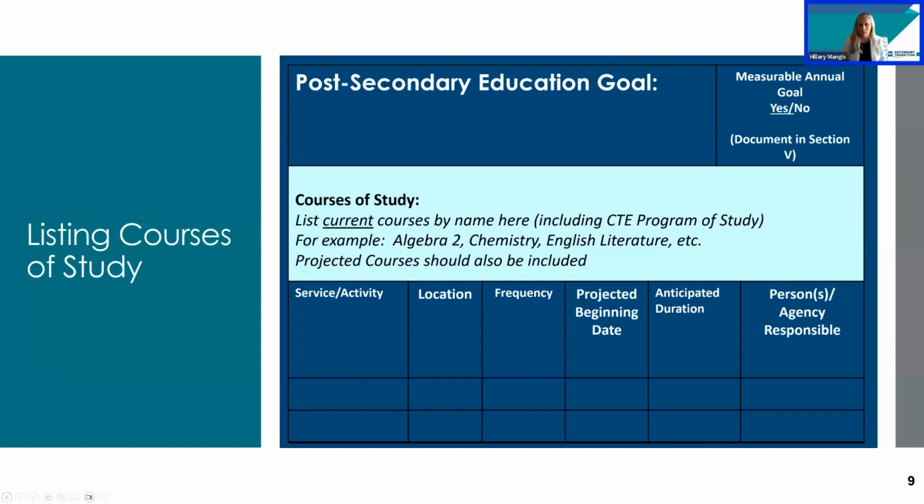So where do we list course of study? In each of the IEP goal areas for post-secondary goals, there is a specific section in the grid that says courses of studies. And you want to list those current courses by name here, including any CTE, Career Tech Ed program of studies that the student might be involved in. For example, Algebra 2, Chemistry, English Literature, etc. And again, we encourage under a best practice to include projected courses because an IEP may cover more than 1 school year.